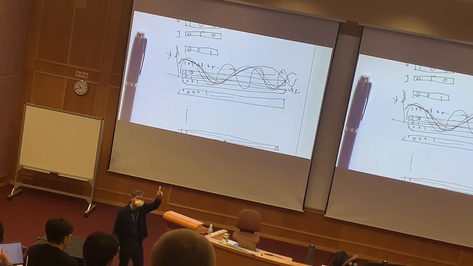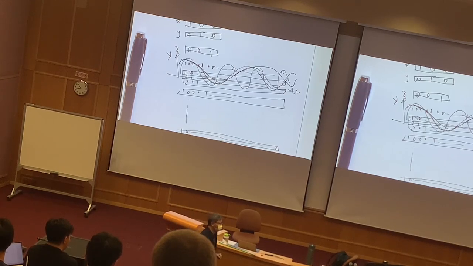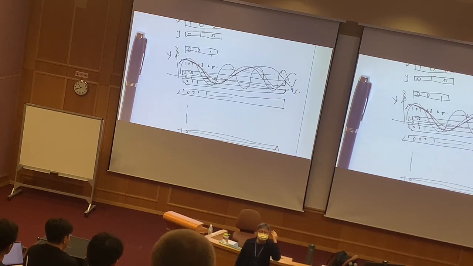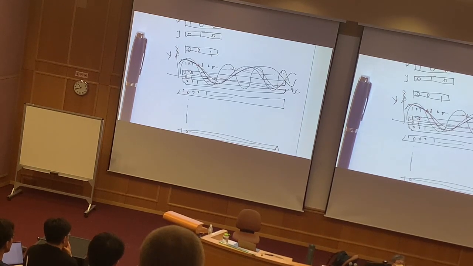So that gives us one problem. Sine and cosine actually have the same type of signal. It's just shifted from each other, shifted by 90 degrees.